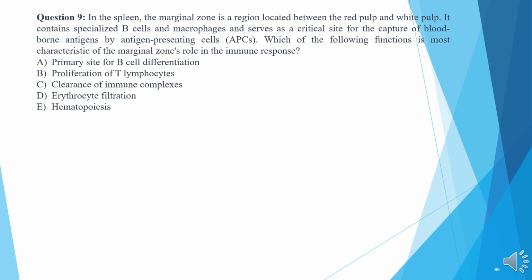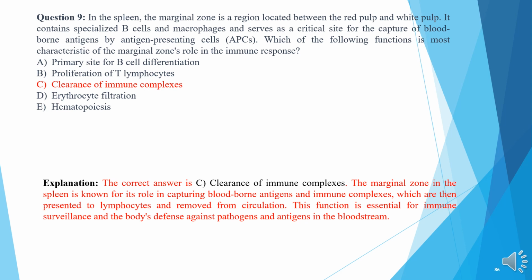Question 9. In the spleen, the marginal zone is a region located between the red pulp and white pulp. It contains specialized B cells and macrophages and serves as a critical site for the capture of blood-borne antigens by antigen-presenting cells, APCs. Which of the following functions is most characteristic of the marginal zone's role in the immune response? A. The primary site for B cell differentiation. B. Proliferation of T lymphocytes. C. Clearance of immune complexes. D. Erythrocyte filtration. E. Hematopoiesis. The answer is C. Clearance of immune complexes.